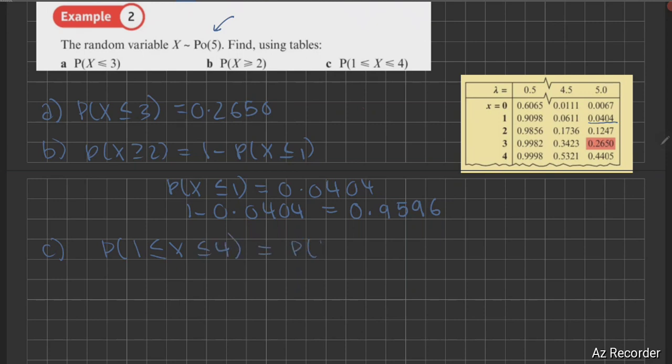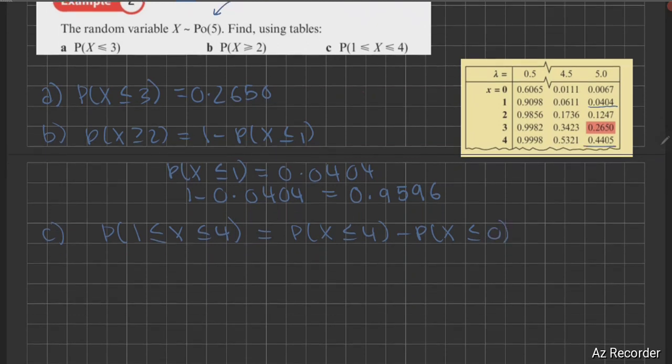Okay, and so for the last question, the probability that x is between 1 and 4 inclusive is equal to the probability that x is less than or equal to 4 minus the probability that x is less than or equal to 0. So here we've got 0.4405 minus 0.0067 is equal to 0.4338.